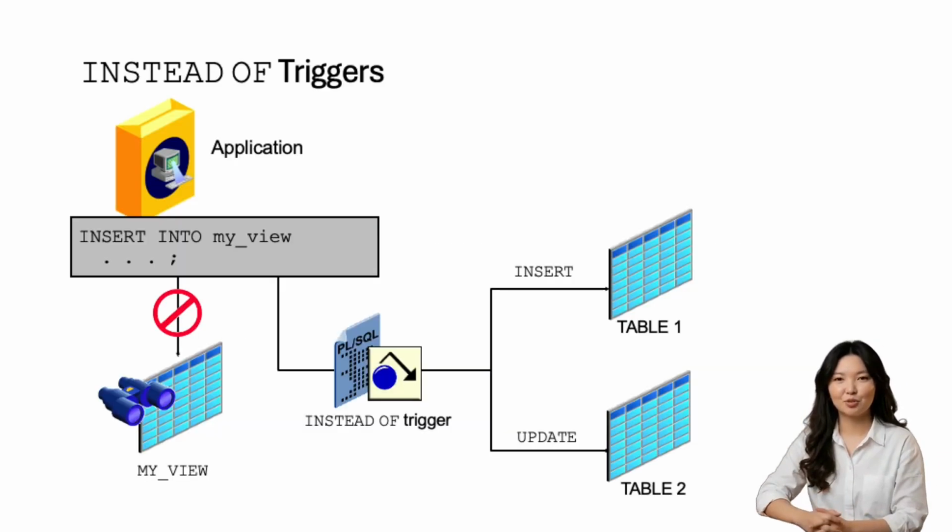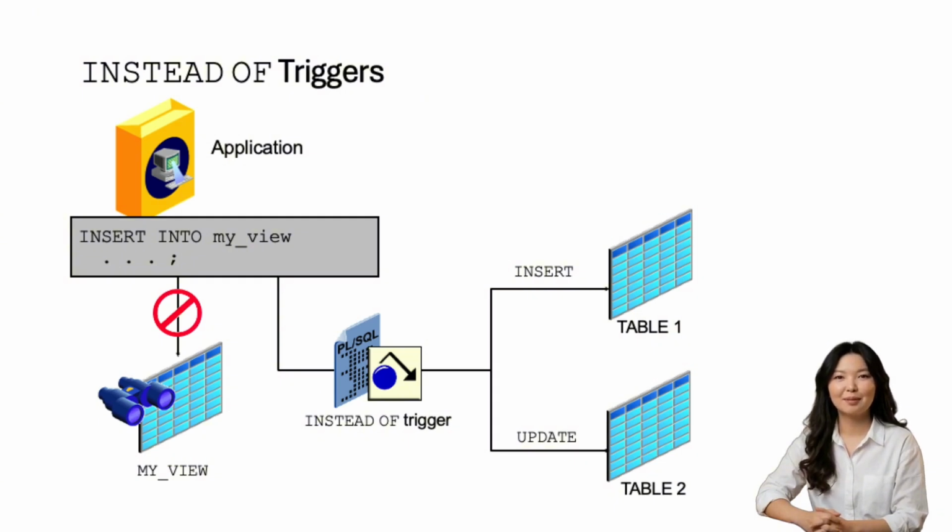Instead of triggers are crucial for handling data manipulation language operations on complex views. When an insert or update is attempted on a view like MyView, the instead of trigger intercepts the operation, allowing custom logic to execute. This ensures data integrity across underlying tables, such as Table 1 and Table 2, by redirecting operations appropriately.